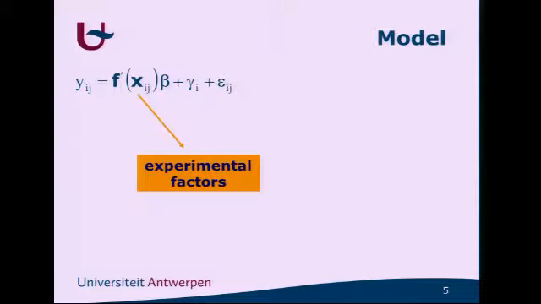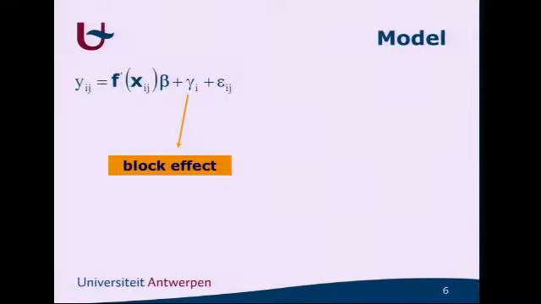All these effects are contained within the beta vector. These are the effects that we want to estimate ultimately. These are the fixed effects in the model. And on top of these fixed effects, we also have some random effects.